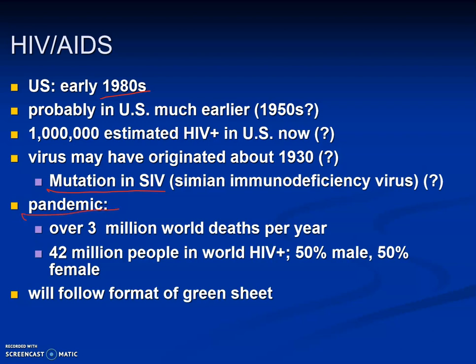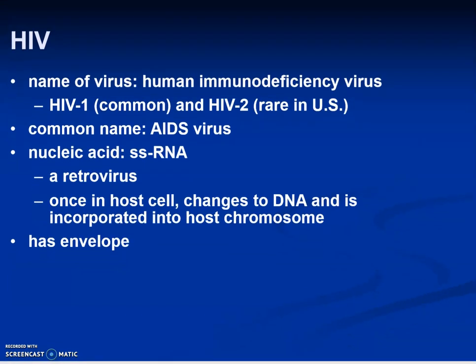And in the lecture information, I had some geographic information. Most of the cases are still in sub-Saharan Africa, but it's worldwide. You have about 3 million deaths per year worldwide, and 42 million people living in the world that are HIV positive. It's no longer just a disease of homosexual males. That's what a lot of people were thinking at first, but it's 50-50 male and female. And we are going to take a look at the profile here.